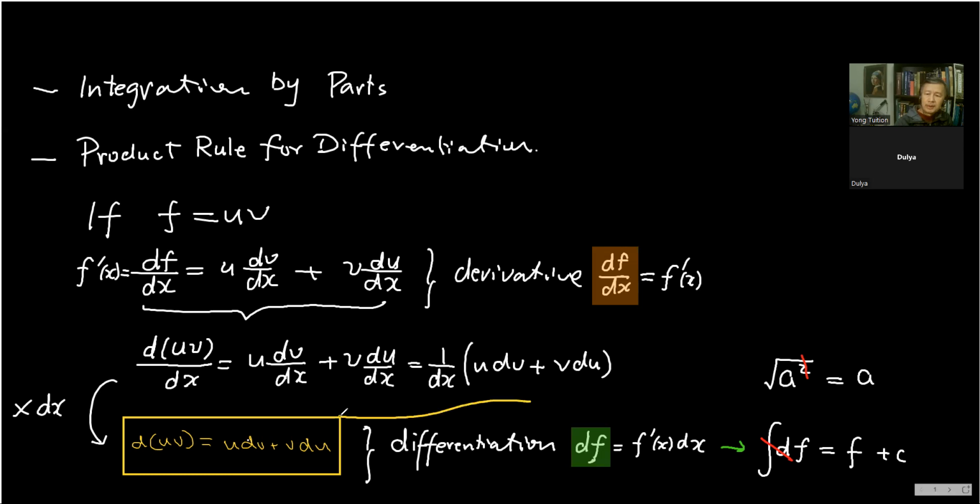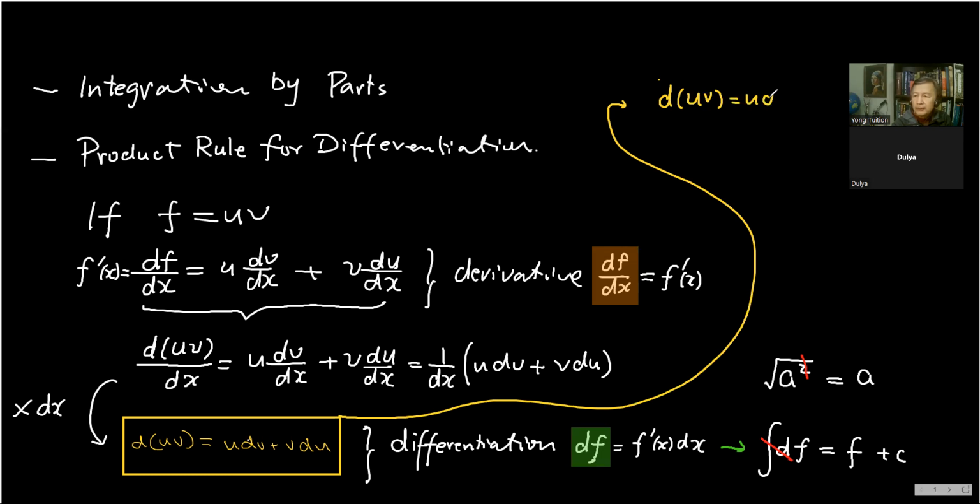If I just pick them up at this corner, what happens if I integrate on both sides? So we just put the integral. Can we write that formula here? d(uv) equals u dv plus v du, right?